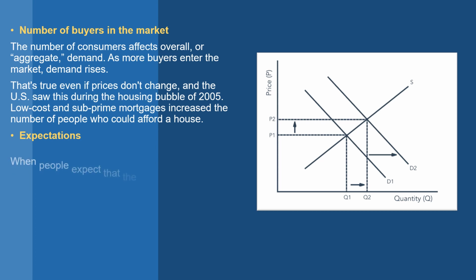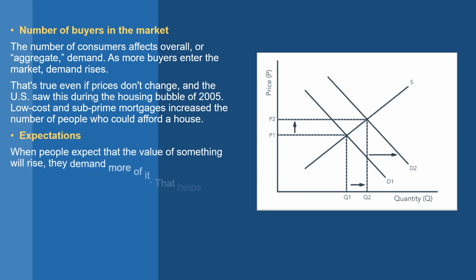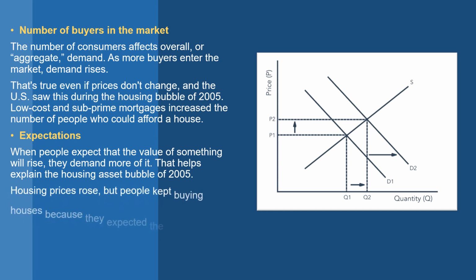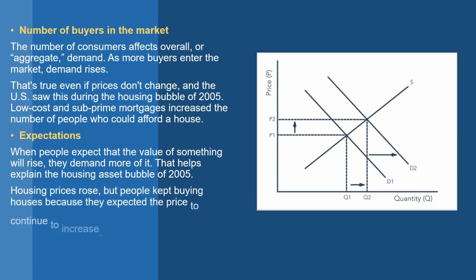Expectations. When people expect that the value of something will rise, they demand more of it. That helps explain the housing asset bubble of 2005. Housing prices rose, but people kept buying houses because they expected the price to continue to increase.